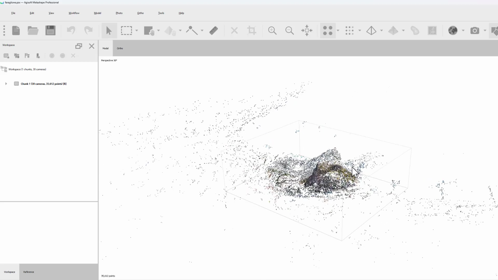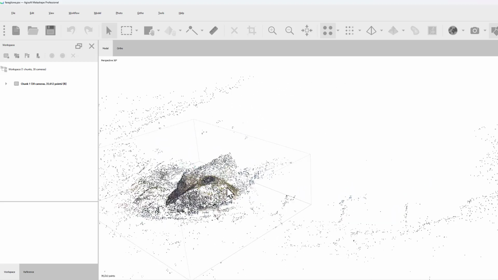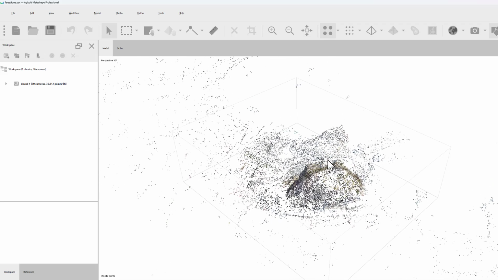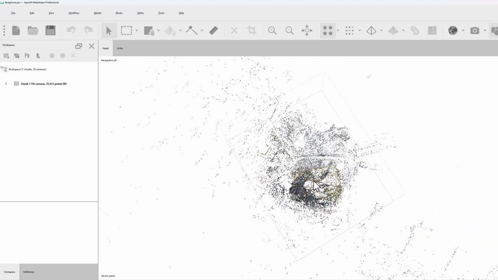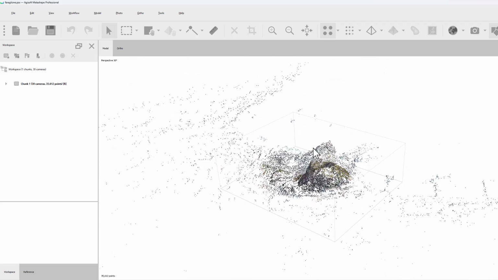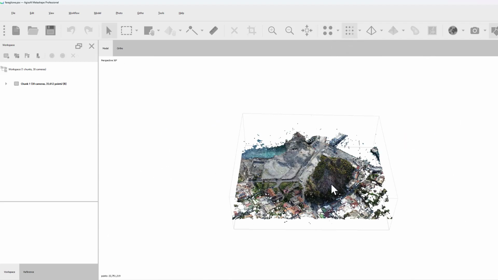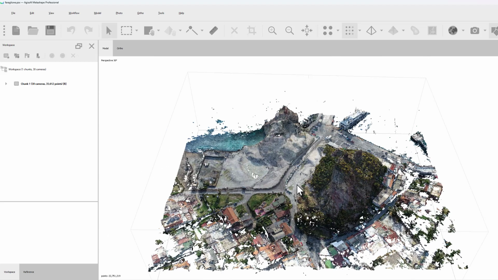So these points, and if you look down the lower left there, you can see there's 35,612 points. So these are the points with good alignment, good correlation in multiple pictures that SIFT and Structure from Motion identified. Once we have those, then we'll compute the dense cloud, and this is using that multi-view stereo approach.